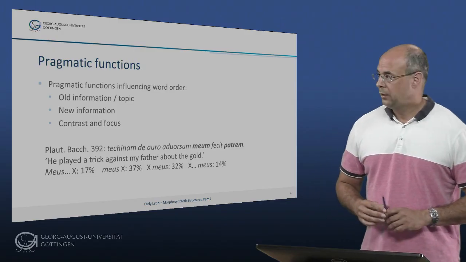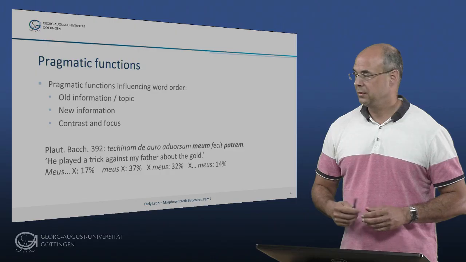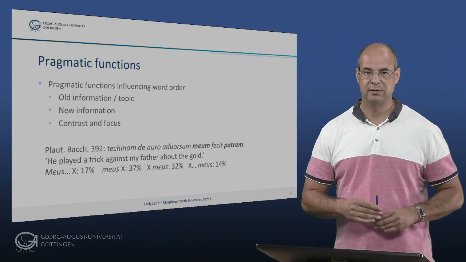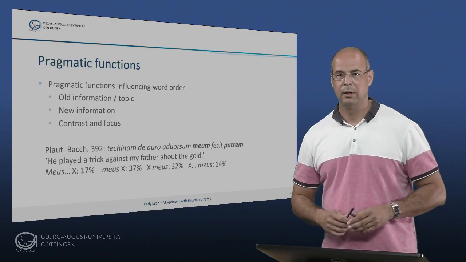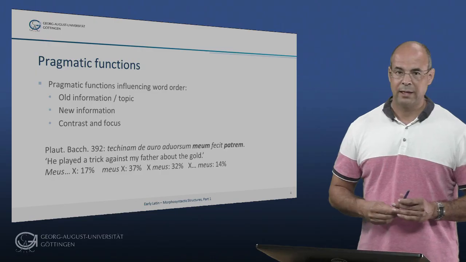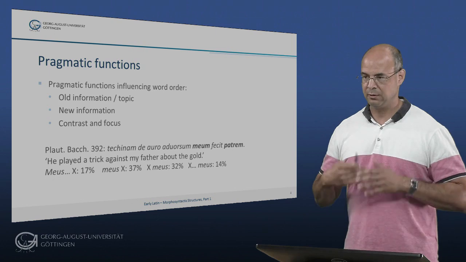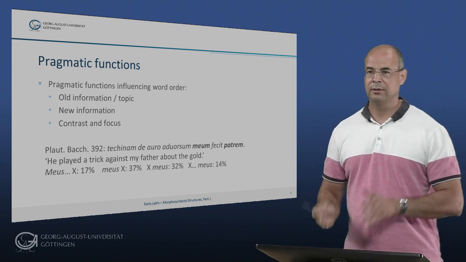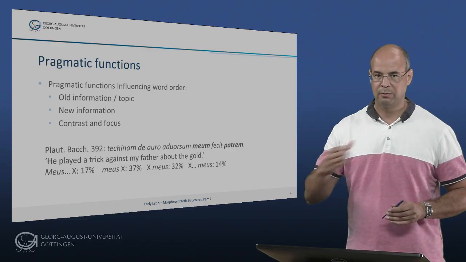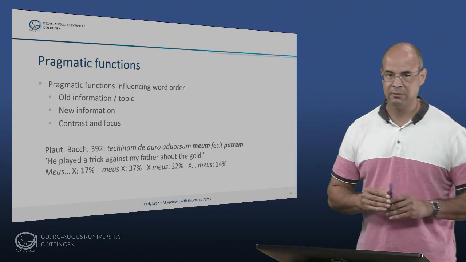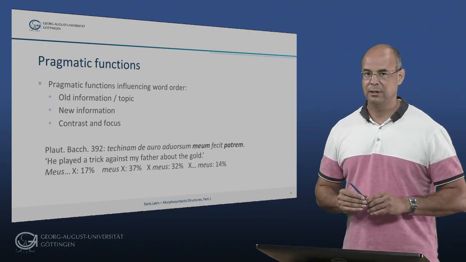Quite commonly in early Latin, and to some extent in classical Latin, you find a structure whereby old information precedes new information, but you can override that pattern if you want to front for contrast. So if you have a contrastive element, it's going to stand in front, followed by other functions. So what we have seen so far is we have syntactic influences and we have pragmatic influences.